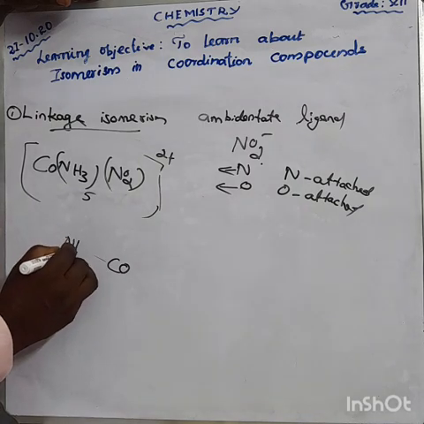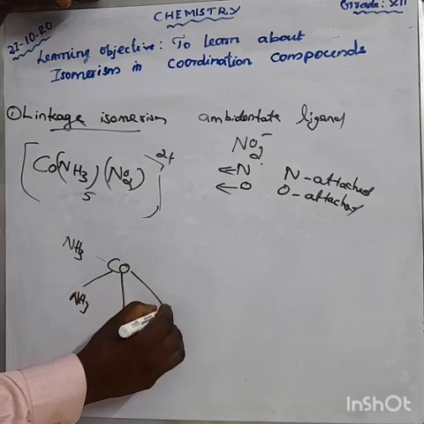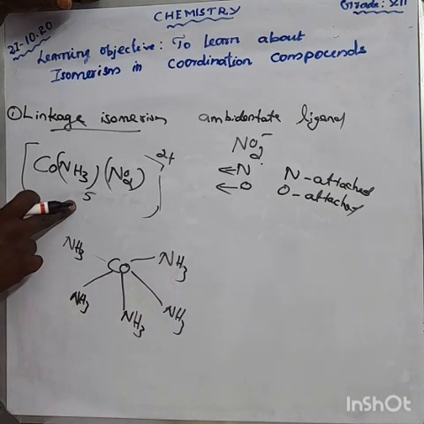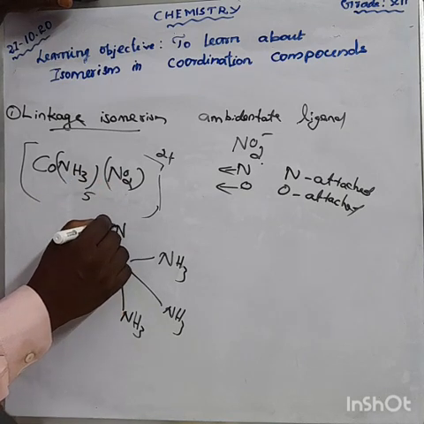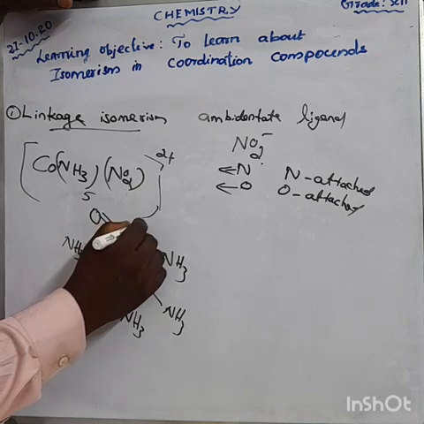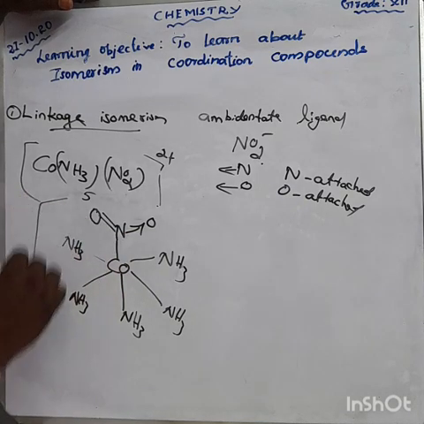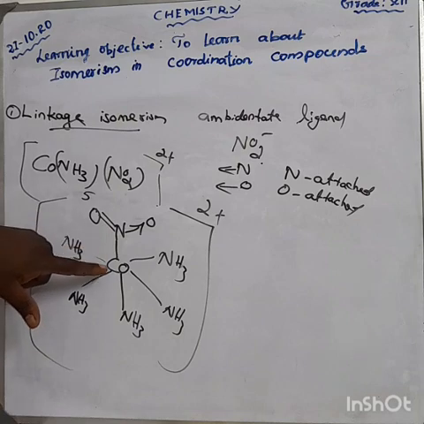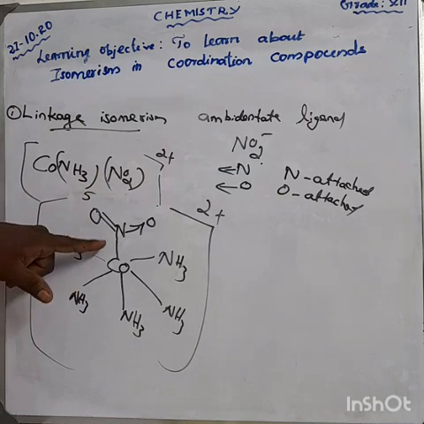Here is the first ammonia, NH3, second NH3, third NH3, fourth NH3, fifth NH3. The five ammonia are over. Next, nitrite. Here, taking nitrogen, the arrow mark goes to oxygen, because it is a coordinate covalent bond. We should be clear about the arrow mark. And the entire complex is 2 plus. Here, nitrogen is attached to cobalt. So, N attached. That is, the nitrite ion is bonded to the central metal atom cobalt through a nitrogen atom.